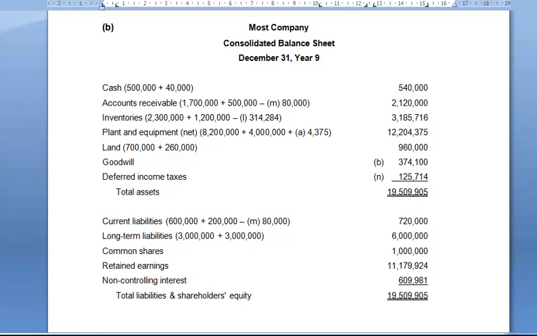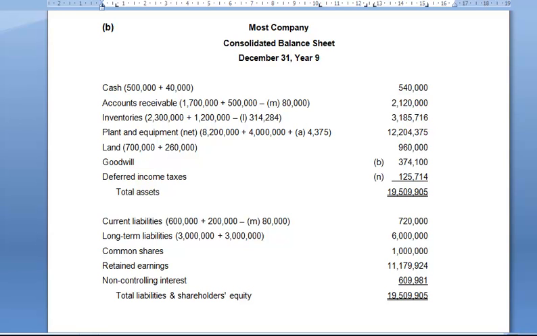I know you probably found the A part exhausting, going through the consolidated statement of changes in equity, but there were a lot of little pieces we needed to calculate. So hopefully listening to the video makes you feel a little bit more comfortable with that. Now we're going to do the B part, which is looking at the consolidated balance sheet.